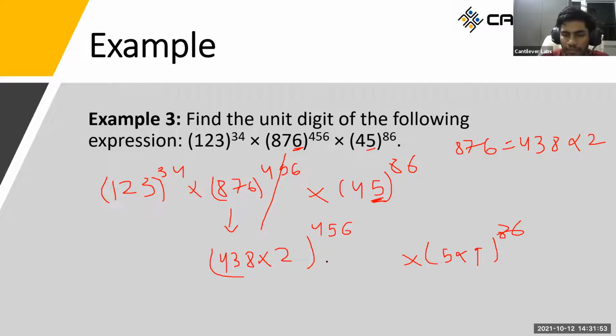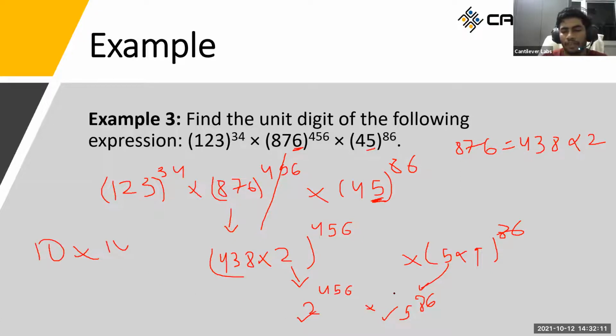So here if we just solve it, we'll take this value 2 raised to the power 456 and multiply it by 5 raised to the power 86. We'll see we have various 2s and 5s which are multiplied, which will give a value of 10. There are multiple values of 10 here, at least 86. So we'll see that the last 86 digits of this formula will contain 0.